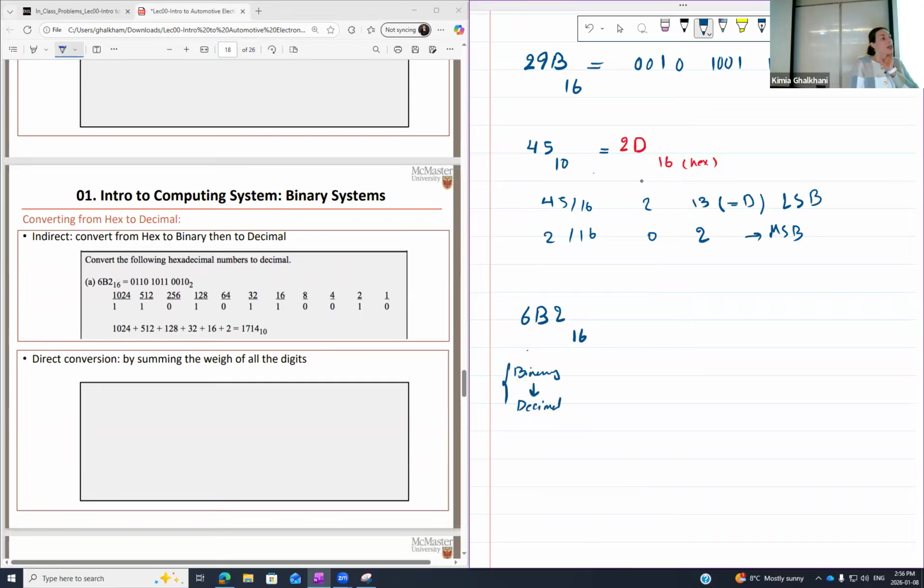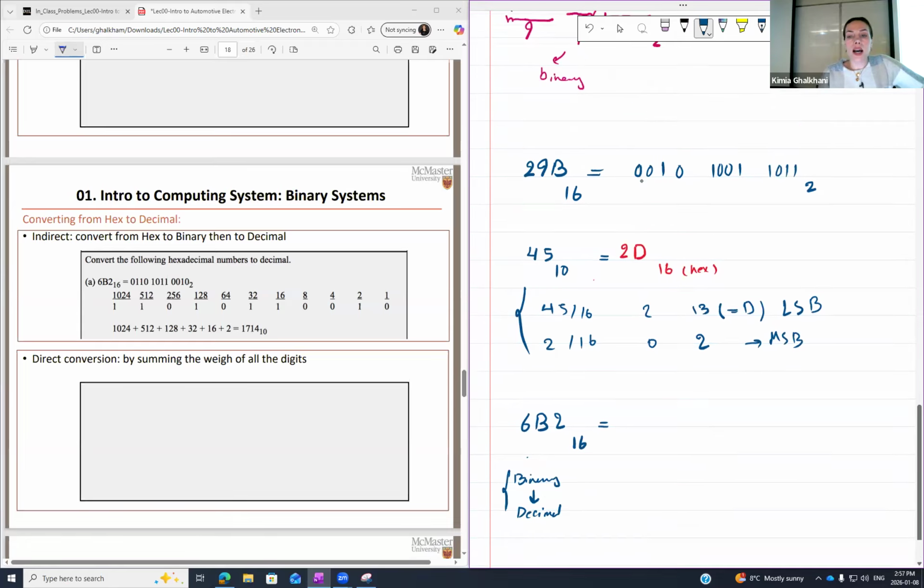Remember I said if it is only numbers, I can start by dividing by 16. But if it is a combination of numbers and letters, I have to convert to binary and then binary to decimal. A bit challenging, but doable and easy to understand. So what's the equivalent in binary?